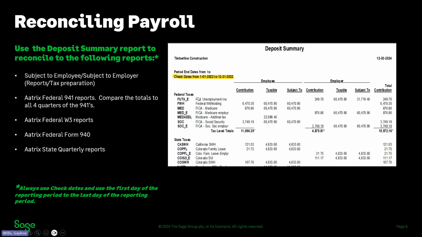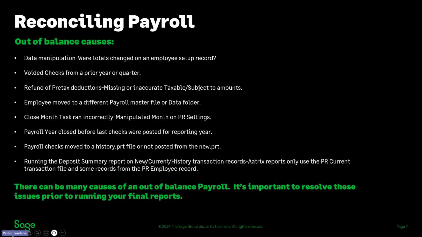When running this report, pay attention and use those check dates. Do not use period end dates, as checks are updated to the master file and all government reports are using check dates. Some helpful tips when it comes to potential out of balance causes: data manipulation.